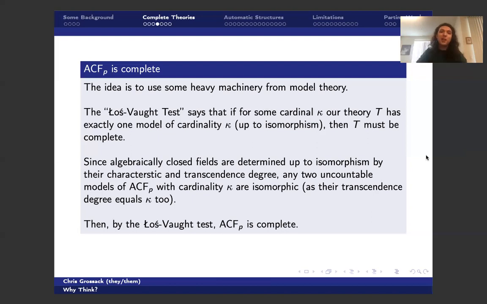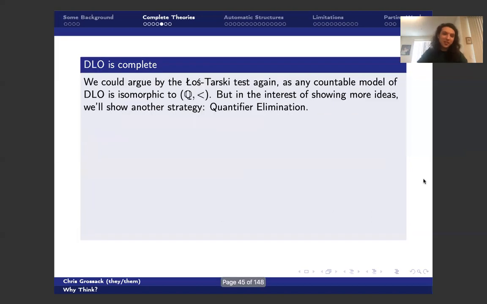So I glossed over 2 heavy-hitting theorems here, but you can take my word for it that this proof works, and a model theory class will teach you all about these things. Okay, so let's see another theorem.